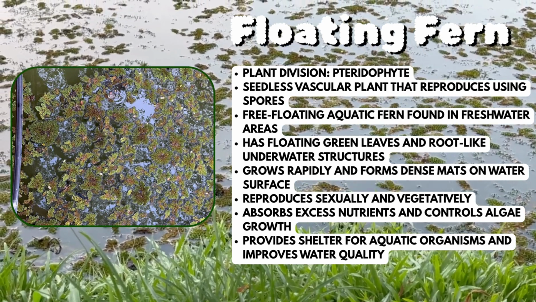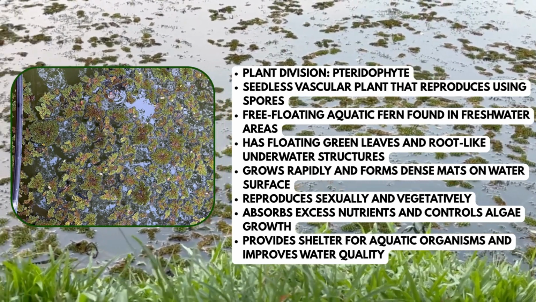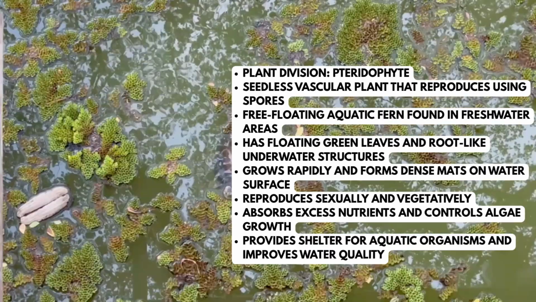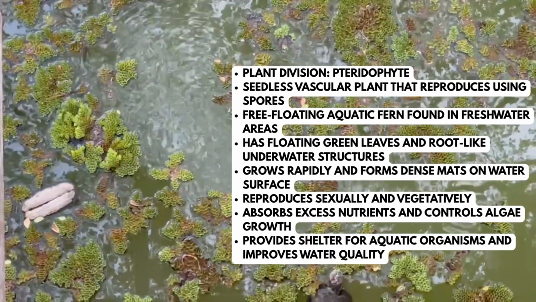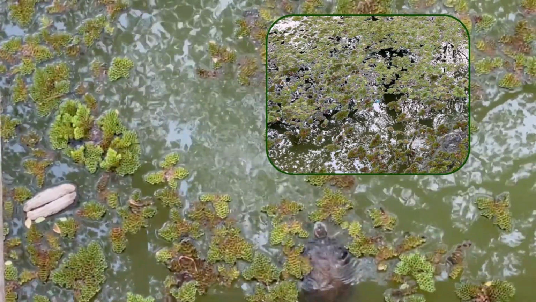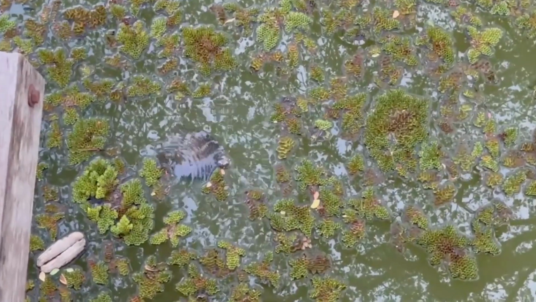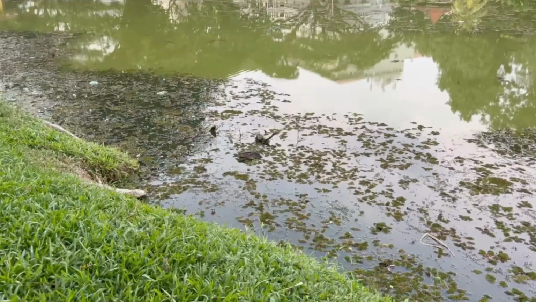This is the floating fern found at Tasik Harapan USM. It belongs to the pteridophyte division because it reproduces using spores instead of seeds. This aquatic fern floats freely on the water surface. It improves water quality, controls algae growth, and provides shelter for small aquatic organisms.